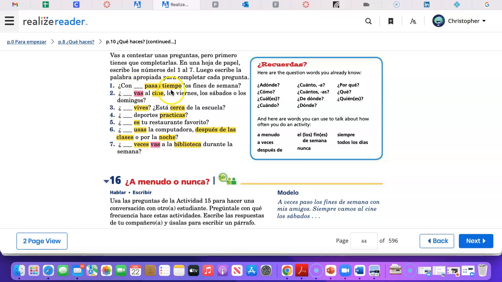Yo paso tiempo los fines de semana, means on the weekend, right? With mi familia. Now, if I want to add an adverb of frequency, I can add that adverb at the very beginning, I can add it in the middle, I can add it at the very end. It's kind of like English. Let me give you an example.